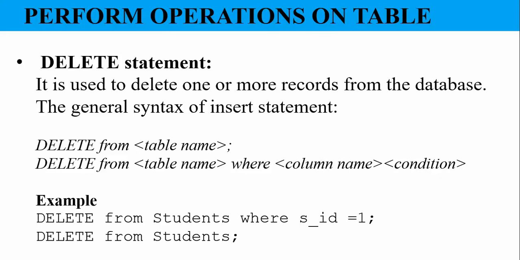Okay, so in the example you can write this way. DELETE FROM students WHERE s_id equals 1. Over here I wanted to delete one single record, so I have used an ID. And in the second line I am saying delete from students, where I want to delete all the records from that particular table students. So this is your delete statement.